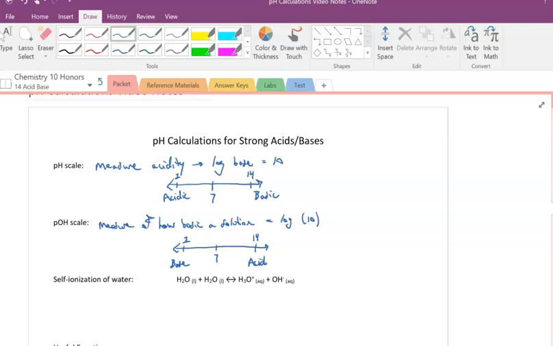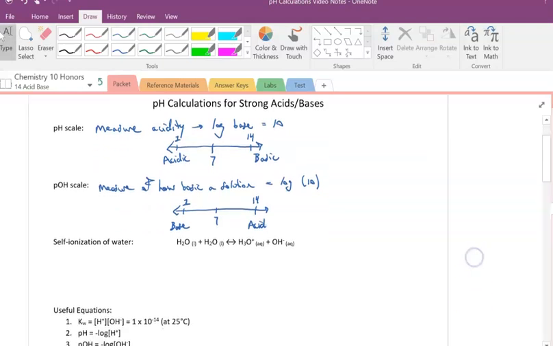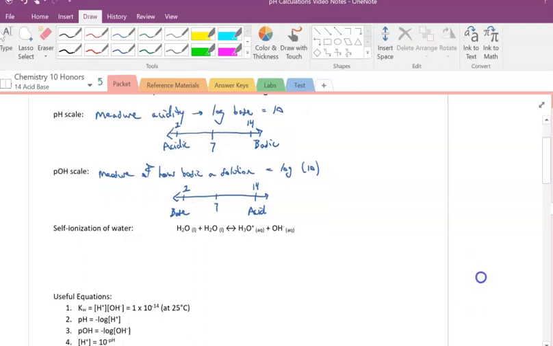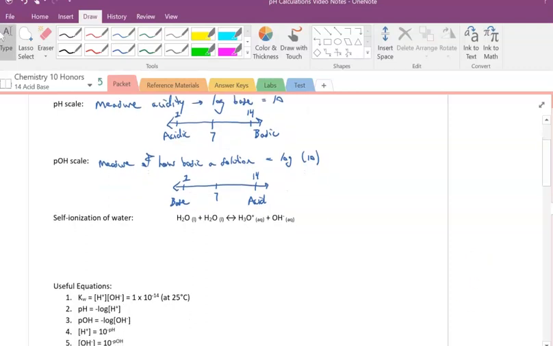So using pH, one of the equations that we'll often use is determined by the self-ionization of water. This is water reacting with itself. And if I think about this in terms of equilibrium, we've talked about this before, I see two states of matter that are liquid. Remember, we ignore liquids in an equilibrium expression.